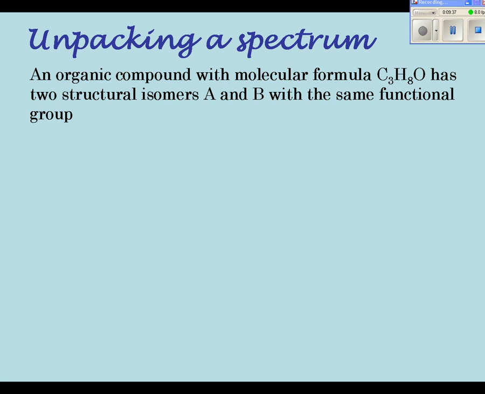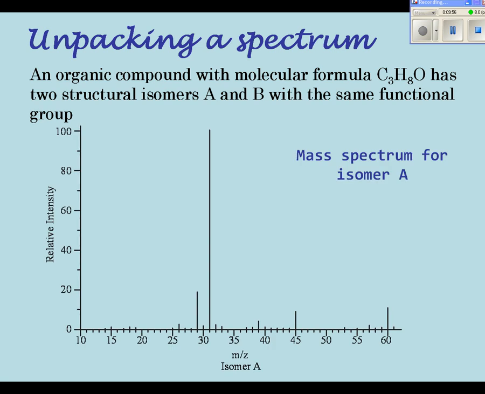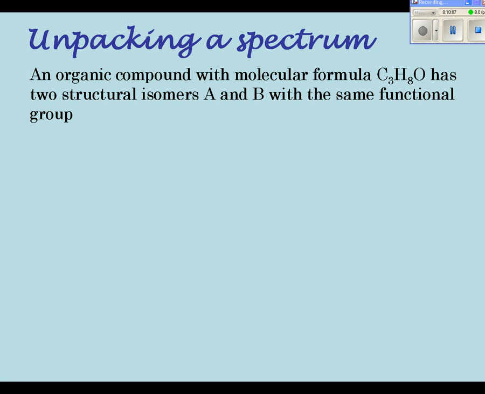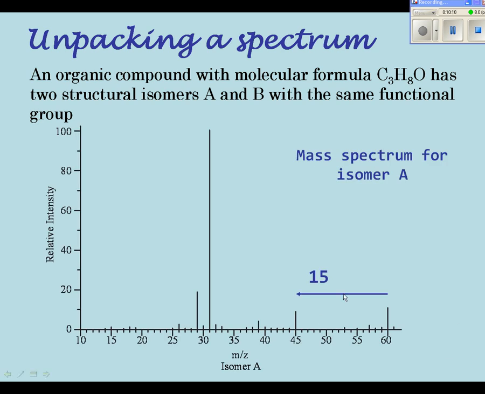This question has been slightly modified so that it's appropriate for this podcast. But it includes an organic compound with molecular formula C3H8O, which has two structural isomers A and B with the same functional group. The mass spectrum for isomer A is shown. So what we'd do is look at the spectrum and try to identify some characteristic peaks or some characteristic separations. One of the first and most obvious separations here is a separation of 15 from the molecular ion peak of 60 to this first peak of 45.